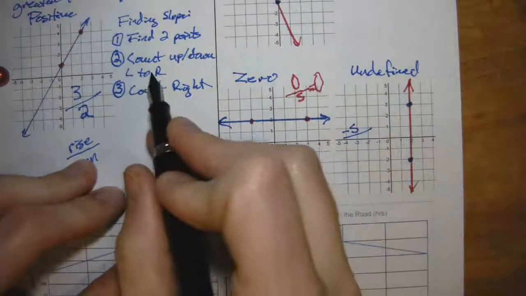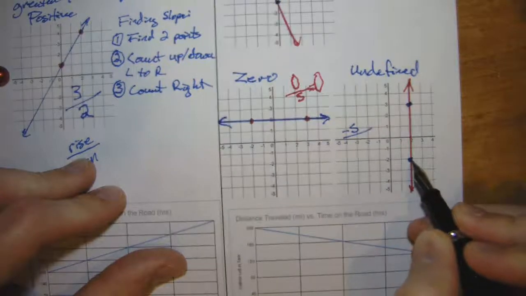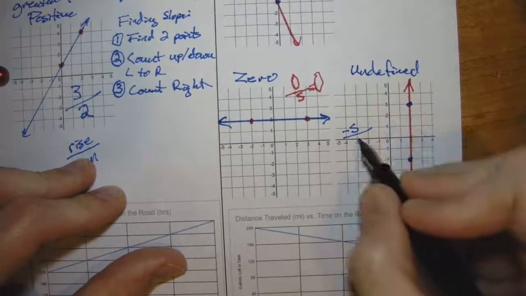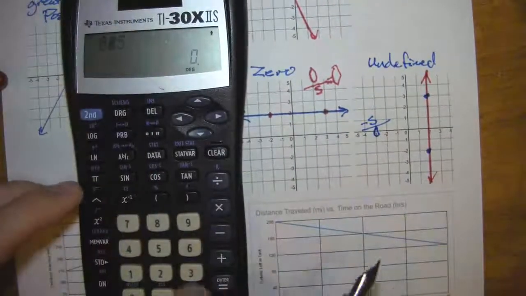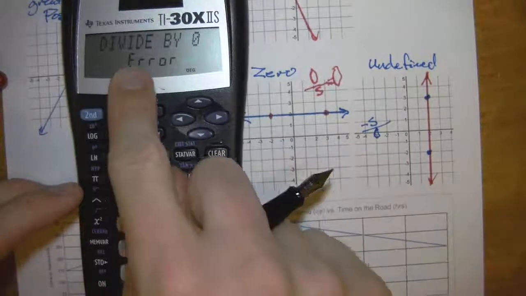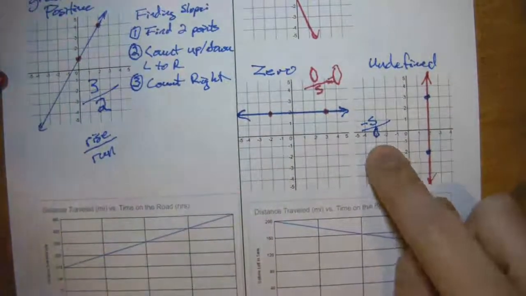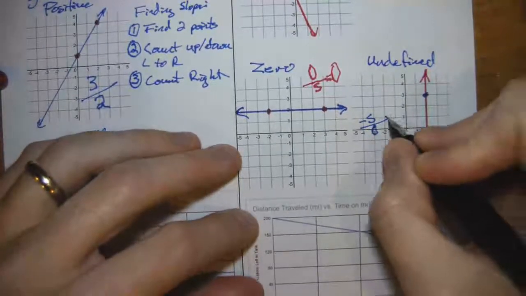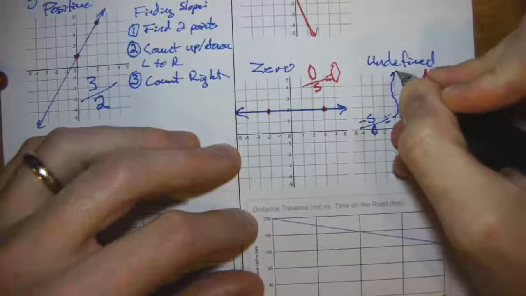And then I've got to count how far to the right. Well, notice if I count down 1, 2, 3, 4, 5, I don't have to go to the right. So 0. So let's type that into our calculator and see what we get. So -5 over 0. Divide by 0 error. Here's the deal. You cannot divide by 0. In math, it doesn't work. Our result then is not a number. All right, what we say in math is that our value is undefined.